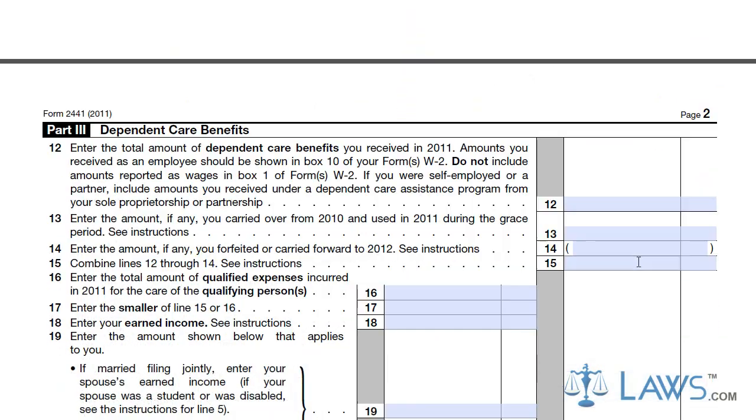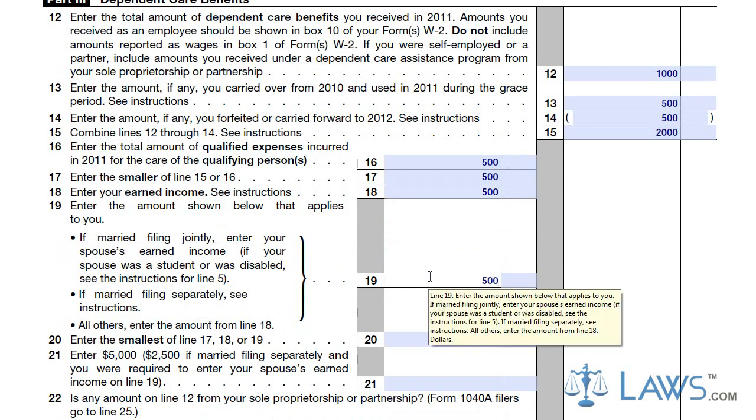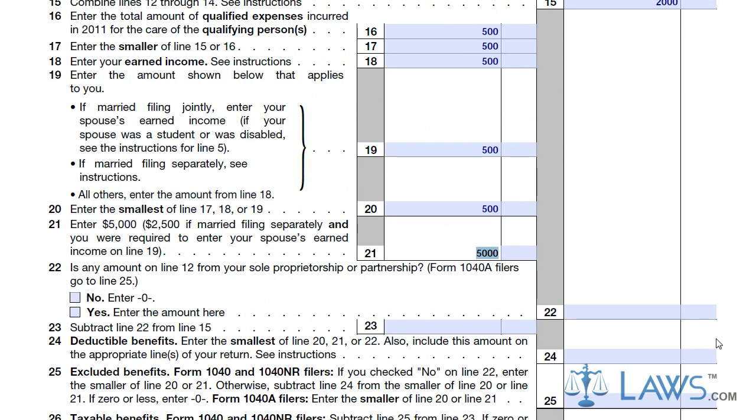If you did receive dependent care benefits, you must fill out Part 3 of the Form 2441. Enter the total amount of dependent care credits received during the tax year. Going line by line, enter the total amount of dependent care and income earned over the taxable year. Determine your tax credits for dependent care. If you are claiming a child and dependent care credit, you must fill in lines 27 through 31.